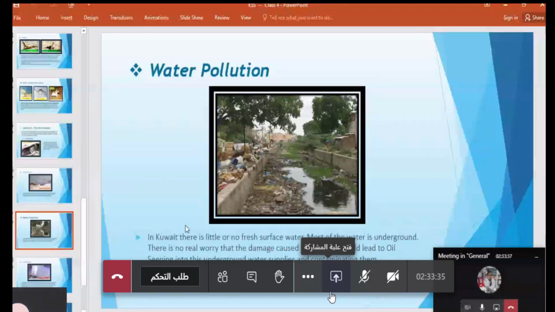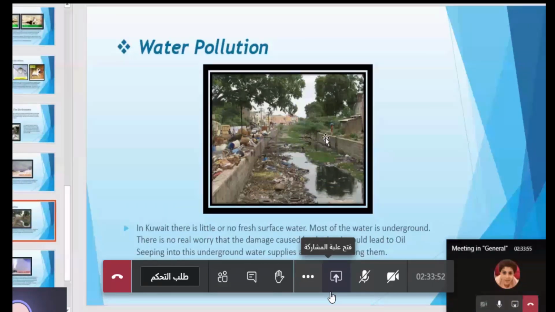Now water pollution. In Kuwait there is little or no fresh surface water, children. Most of the water is under the ground, fresh water. But you can see how the water has been polluted. People have thrown all the dust, like a dustbin they have thrown all the dirt. Yes? So the water is polluted.